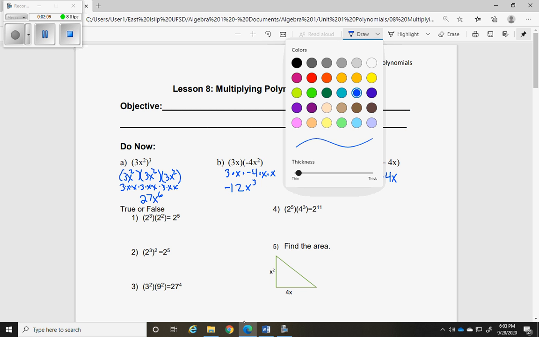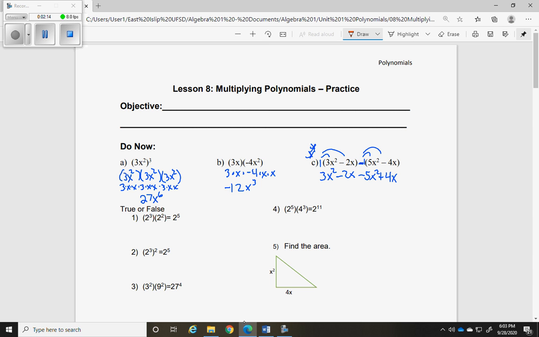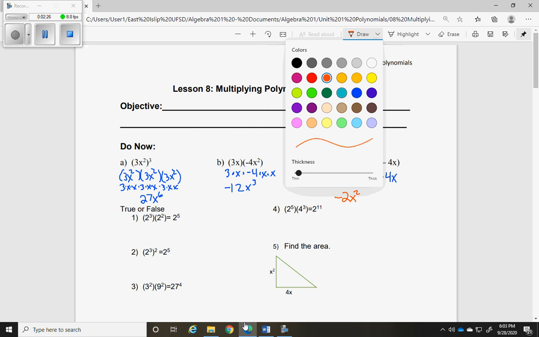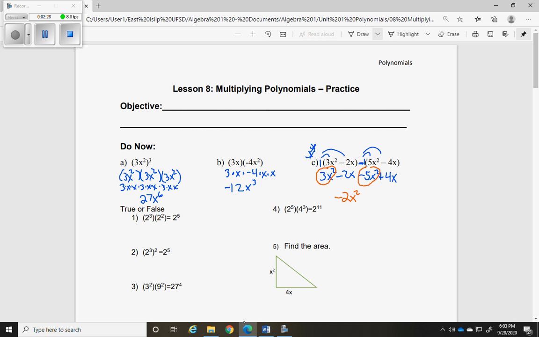Now I'm going to combine like terms. So we have a 3x squared that can combine with this negative 5x squared to give me a negative 2x squared. And we have a negative 2x that combines with a positive 4x to give me a positive 2x. My answer is a binomial. It's negative 2x squared plus 2x.